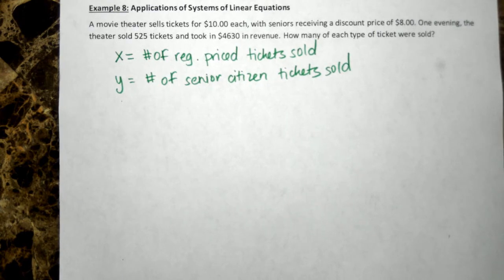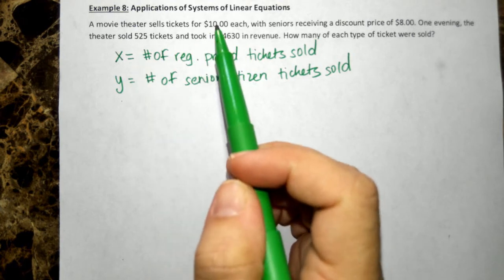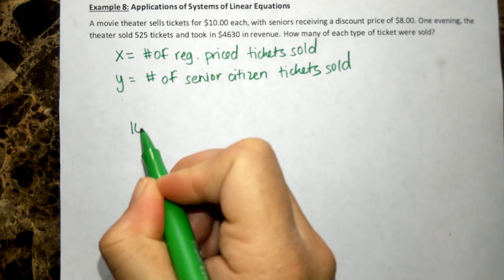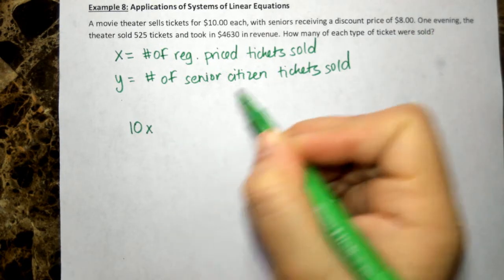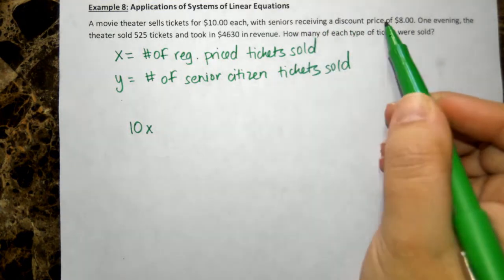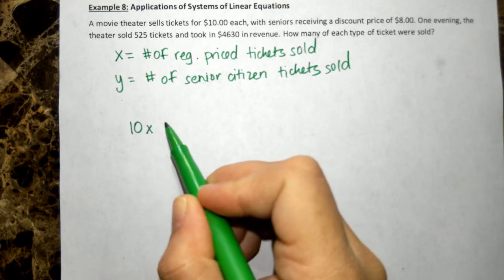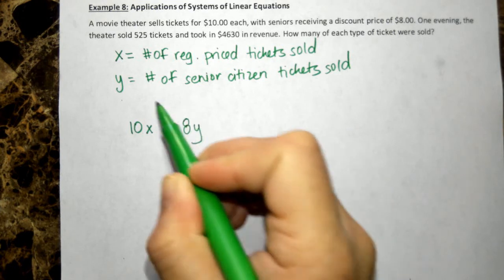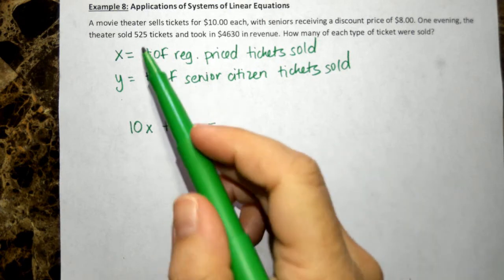Well, I'm going to create a system out of this. What's one thing we know? Well, we know that the regular price tickets are $10 each. So what I can do is create a system, $10 for every regular price ticket. So 10x. Okay. I also know that the seniors have a ticket price of $8. So $10 for every regular priced person and $8 for every senior priced ticket. 8y, and that equals, well, what do we set it equal to?